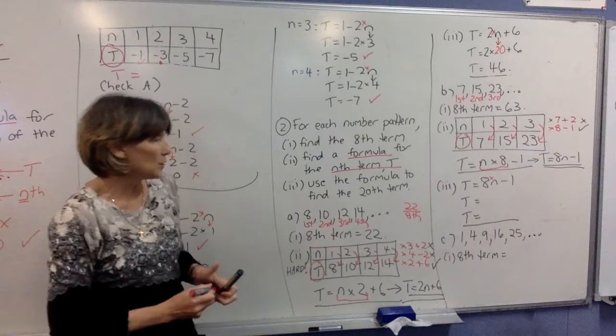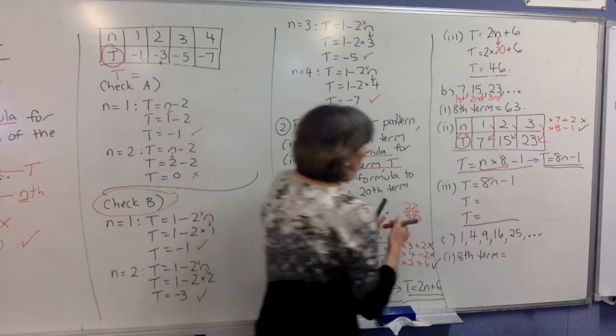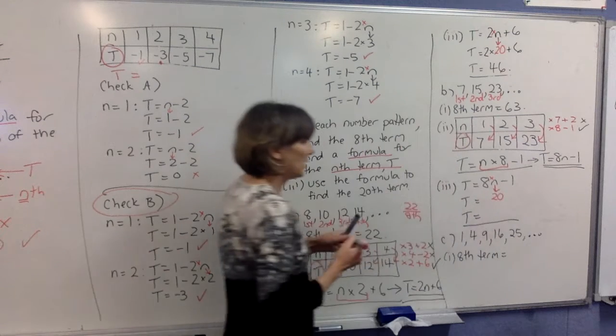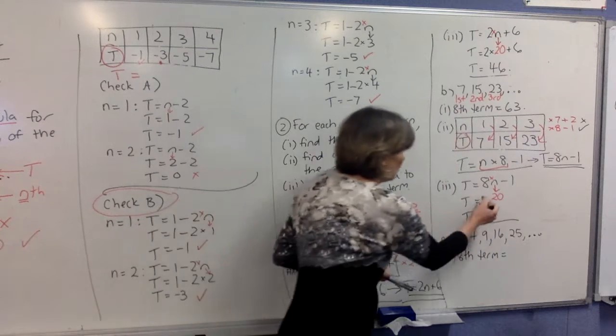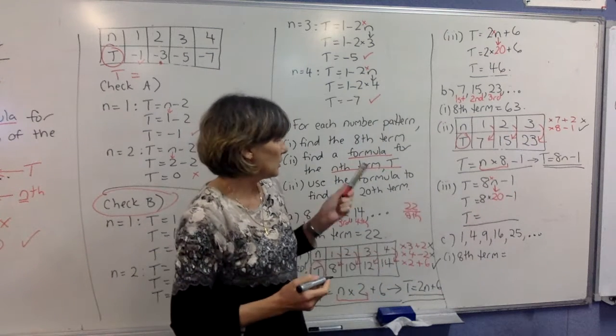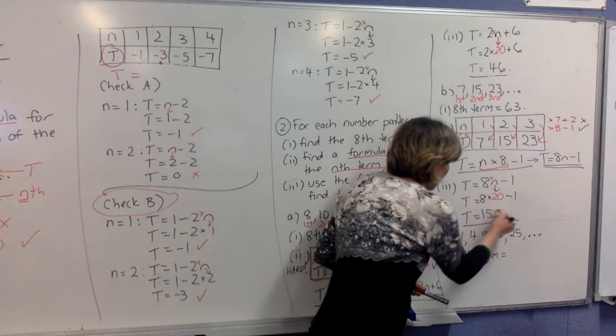Now, use it to find the 20th term. So 20th, the 20 is the position of the term, so that's going to go in that spot there. So we want the 20 to go in there, and now we're going to put the rest of it in. Now you're going to use your calculator. 8 times 20 minus 1 will give you 159.